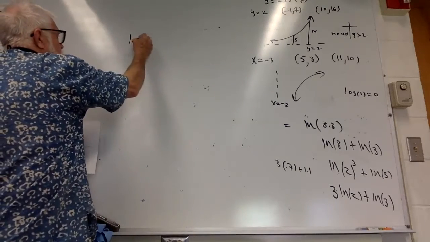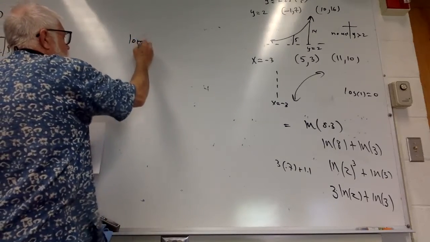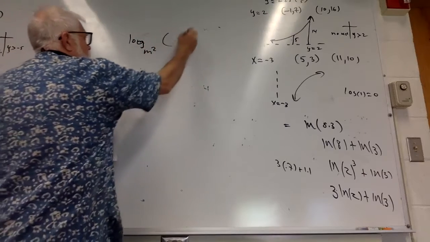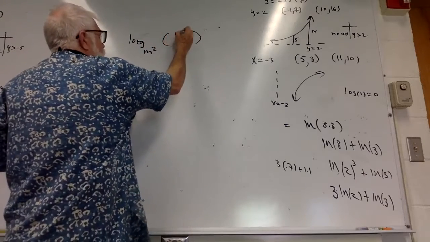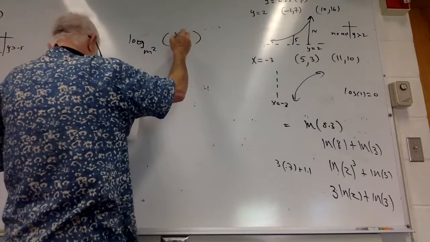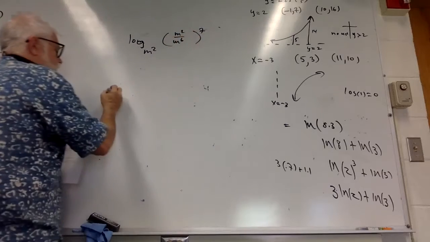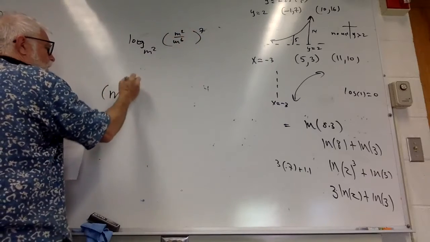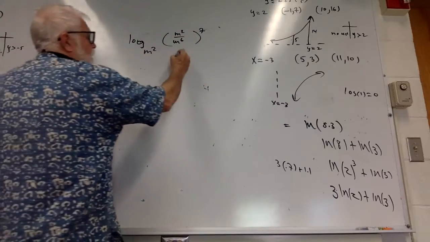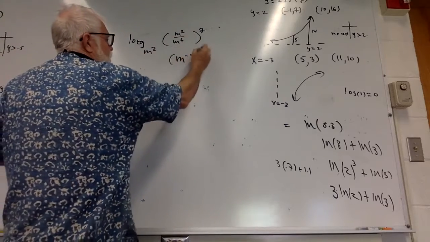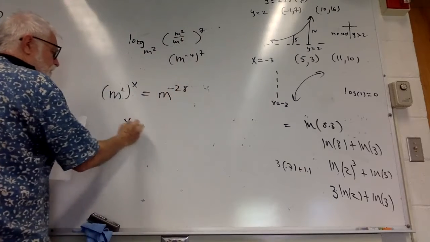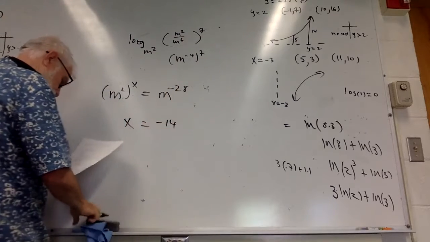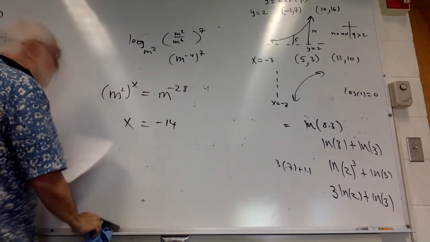Log m squared over m to the 6 to the 7th. So we're looking for m squared to what exponent gives us m to the minus 4 to the 7th, gives us m to the minus 28. I guess x is negative 14. Done. 243 to the negative 2/5.